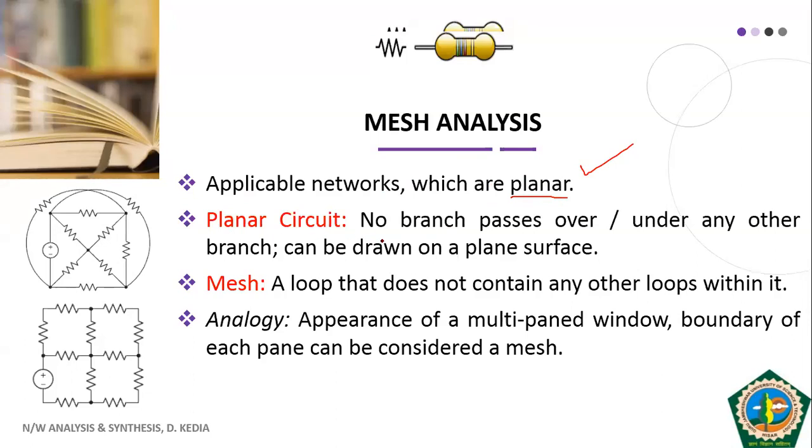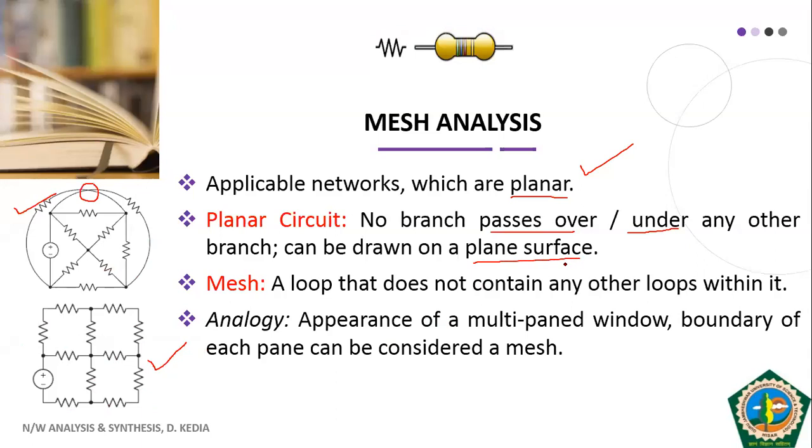Planar circuits are those circuits in which no branch passes over or under any other branch. You can see in this circuit towards the left-hand side that these branches are crossing each other, either passing over or under each other. So this is not a planar circuit, whereas the figure drawn at the bottom is a planar circuit. There is no overlapping of the branches and it can be easily drawn on a plane surface. That's why we call it a planar circuit.